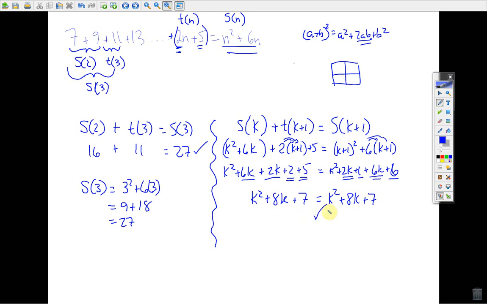So this checks out. So what we've just shown is that this will work for any value of n, or k in this case, any integer value. We showed over here that it works for specific integer values, 2 in this case, but now we know because we used variables that it'll work for any integer value. So therefore, by induction, n squared plus 6n is the sum of this series for any value of n greater than 1.